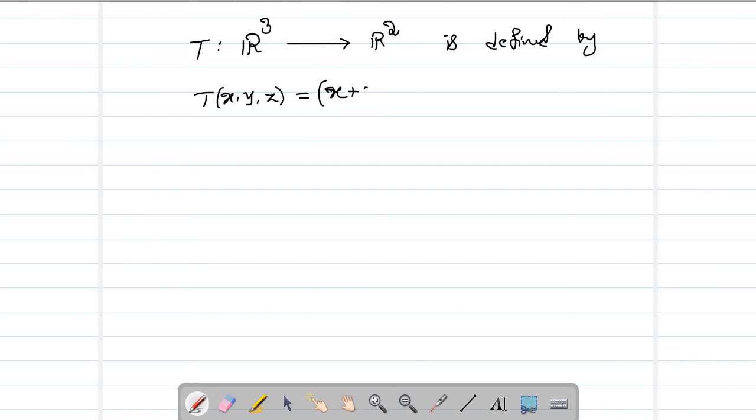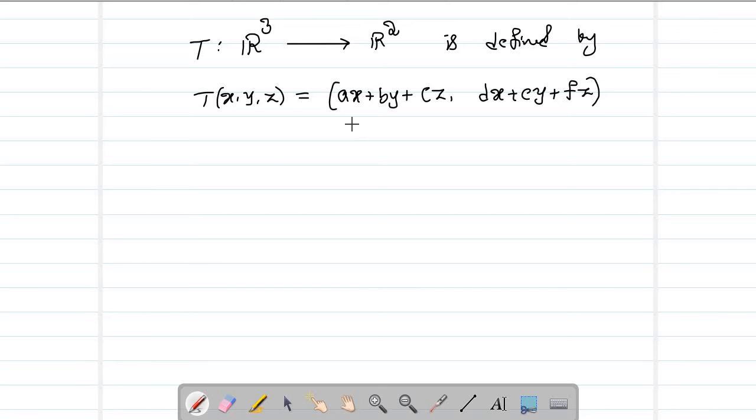Let's assume that you have a linear transformation which is defined from R3 to R2. This is defined by T of (x,y,z) equal to, let me use a, b, c, that is (ax + by + cz, dx + ey + fz). So this is how a linear transformation is defined.